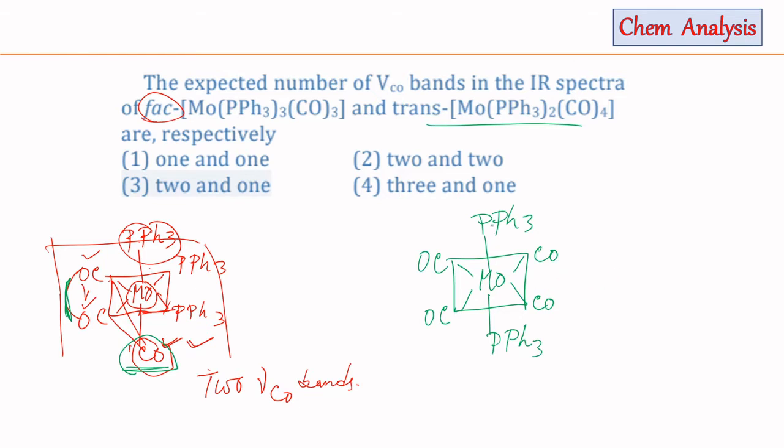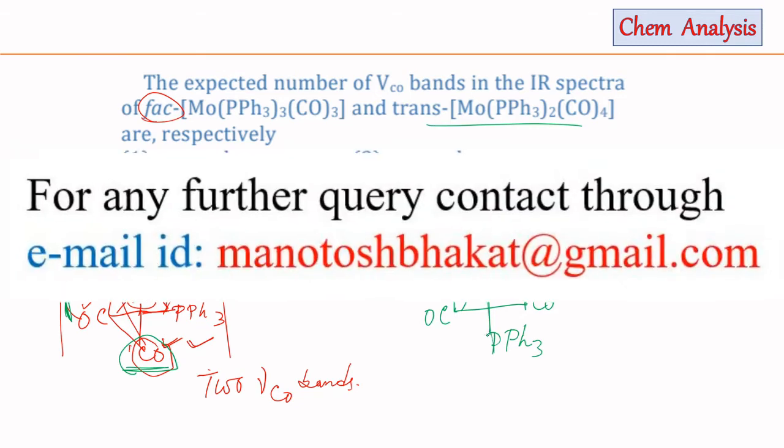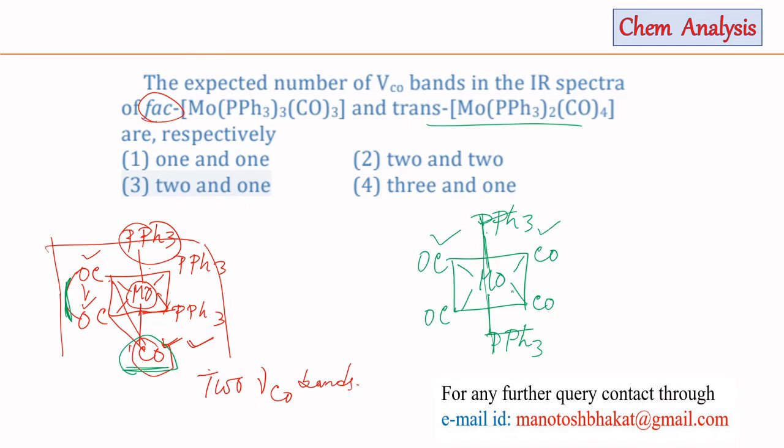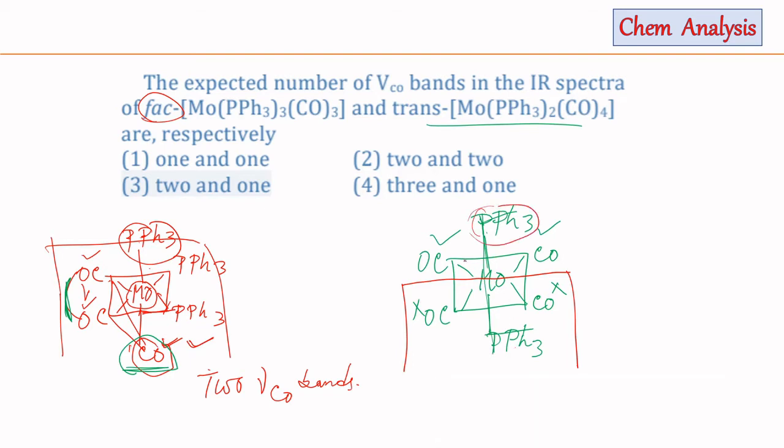Here you can see that there will be one C4 axis and two sigma V planes. One will bisect this molecule into two equal halves. Therefore this CO will be similar and these two COs will be equivalent, and similarly there will be another sigma V plane that will bisect this molecule along this direction, containing this PPh3 ligand and the molybdenum center, that will make this CO and this CO equivalent, and similarly this CO and this CO equivalent.